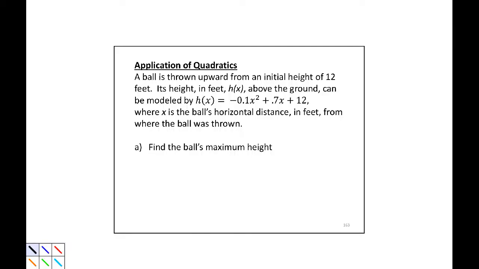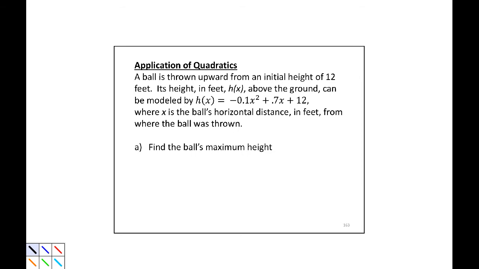A ball is thrown upward from an initial height of 12 feet. Its height in feet, h of x, above the ground can be modeled by h of x equals negative 0.1 x squared plus 0.7x plus 12, where x is the ball's horizontal distance in feet from where the ball was thrown. Part A, find the ball's maximum height.